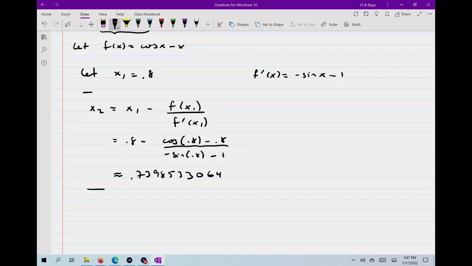I can continue the process to get my other iterations, and if I compute my x of 3, I get approximately 0.7390852. In this case, between x of 2 and x of 3, the first 3 decimal places are in sync, but the others are not. That lets me know that I should go a little further to get a better approximation.